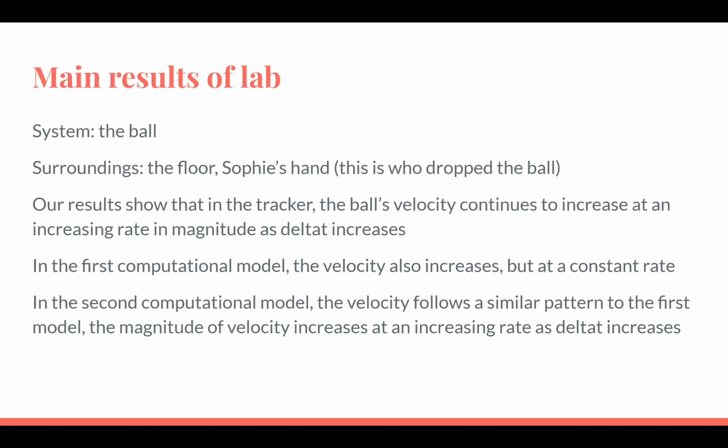So the main results of this lab show that our actual video that I put into Tracker shows that the ball's velocity continues to increase at an increasing rate in magnitude as delta t increases. All of the velocities are negative because I chose downward as a negative y direction. And then in our first computational model, which is the one with only gravity, the velocity also increases, but at a constant rate. In the second computational model, which is the one with both gravity and drag force, the velocity follows a similar pattern to the first model, where the magnitude of velocity increases at an increasing rate as delta t increases.